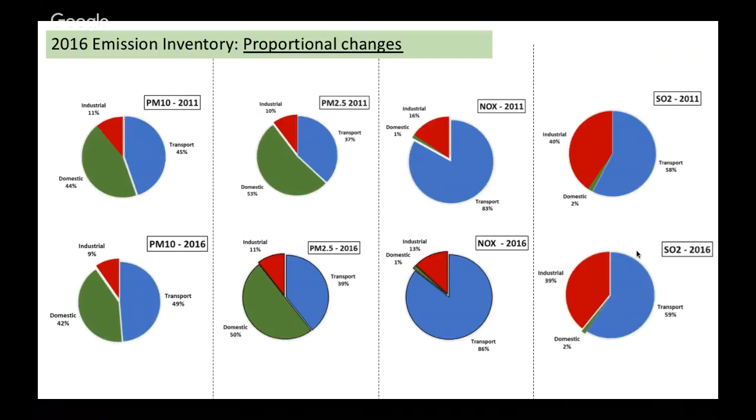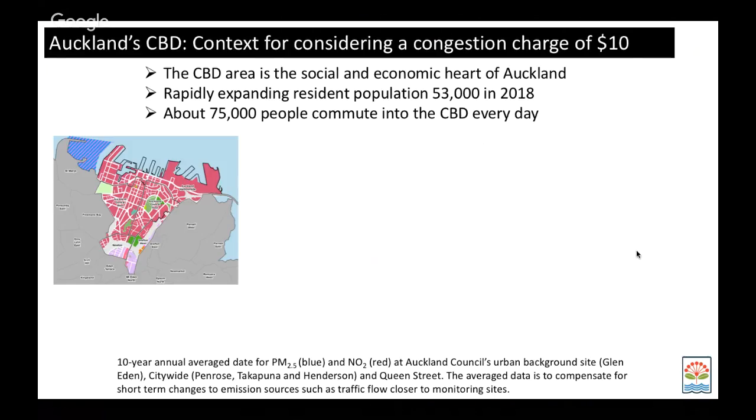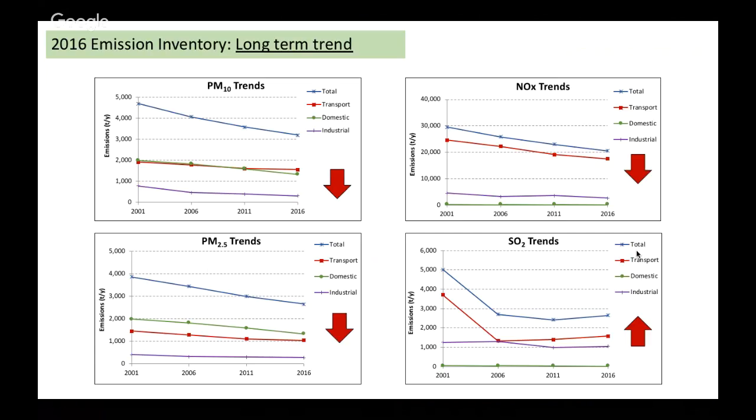So this is the long-term trends from back in 2001 to 2016. As you can see, there is a decreasing long-term trend in PM10, NOx, and PM2.5. Similarly for SO2, but since 2011, it started to go up again.